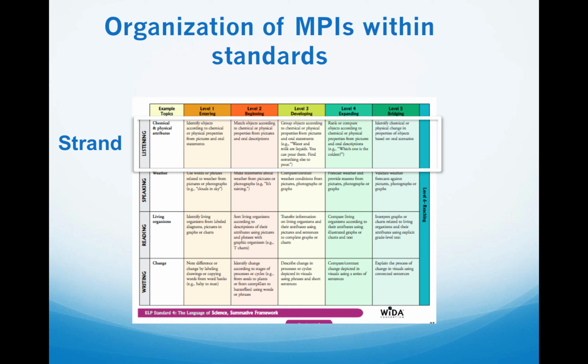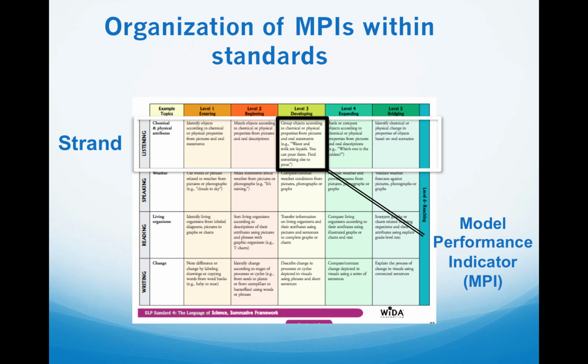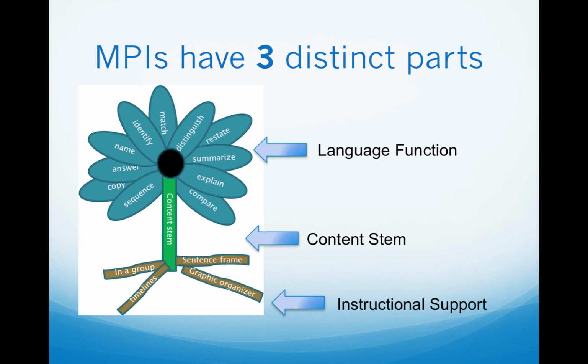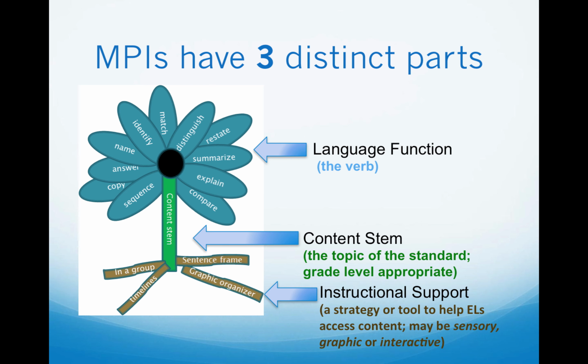So again, we've got the strand, and here you have the model performance indicator. So within that strand, there are 5 model performance indicators. I think it's easiest to have the visual, and I really liked when I went to a conference and someone used the flower visual. So you have 3 parts to an MPI. You have the language function, the content stem, and the instructional support. The language function is the verb. It's your Webb's depth of knowledge, what used to be Bloom's taxonomy. It is the verb that is observable.